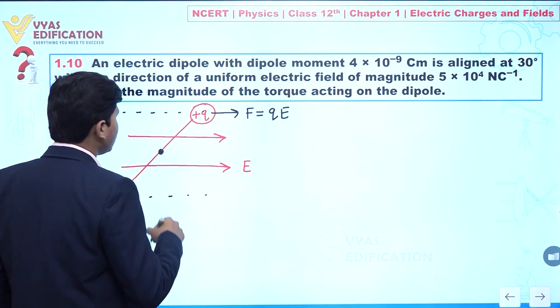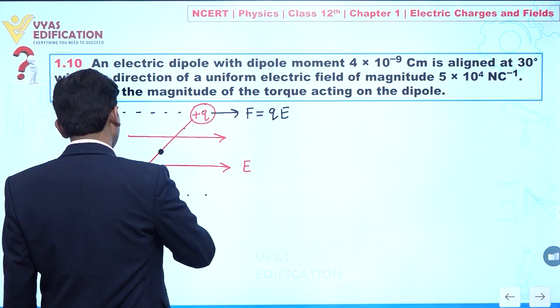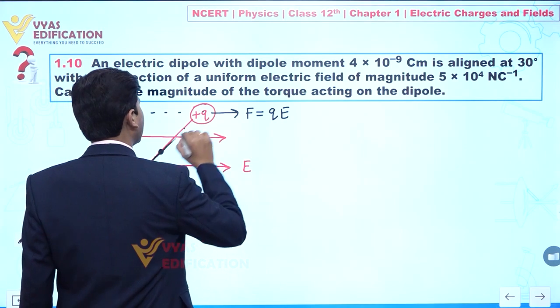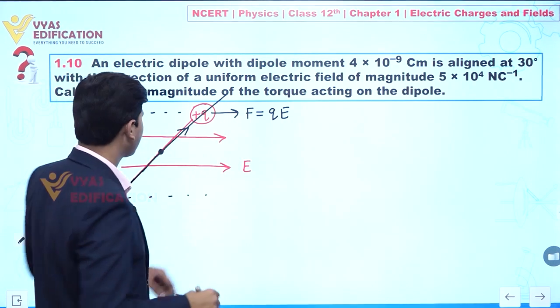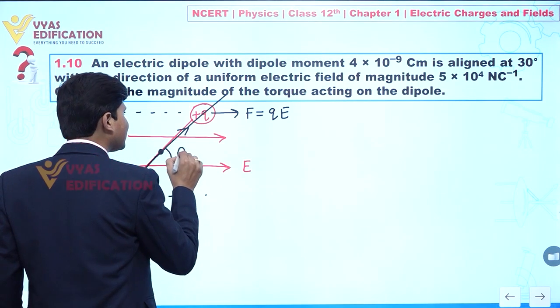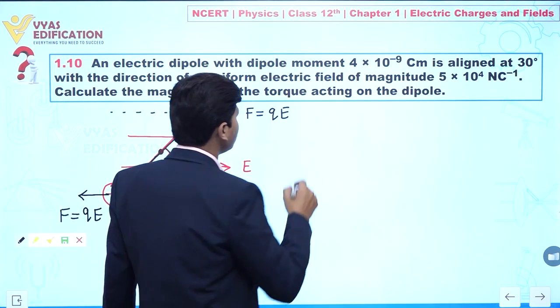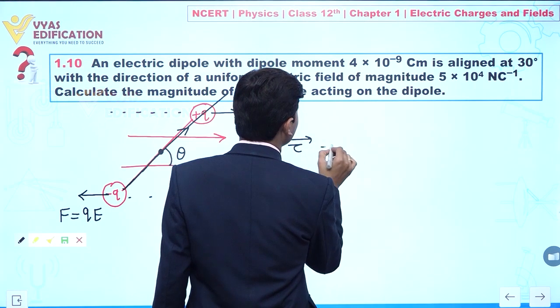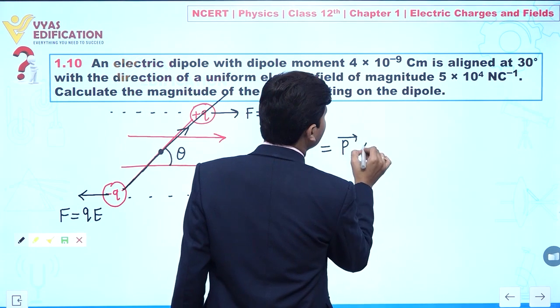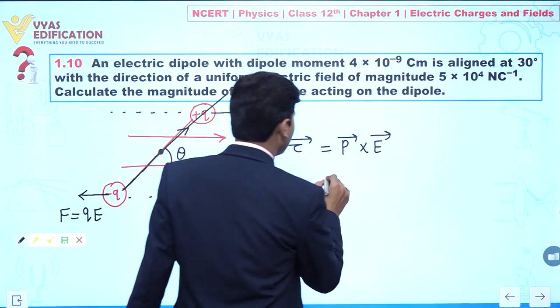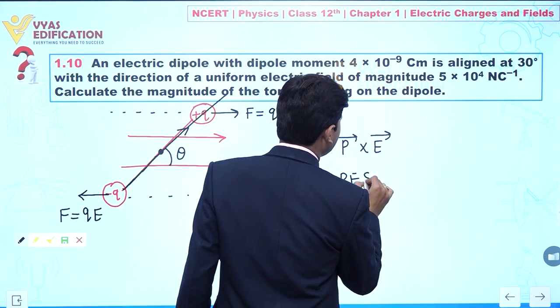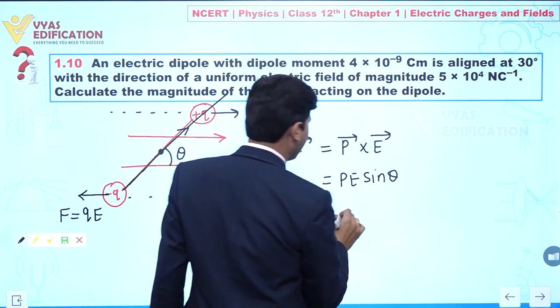If we talk about the direction of the electric dipole moment, it is from minus q to plus q charge. And let's suppose I take this angle theta. How can we define the value of torque? Torque is given by P cross E, and this is equal to PE sine of theta. Clear?